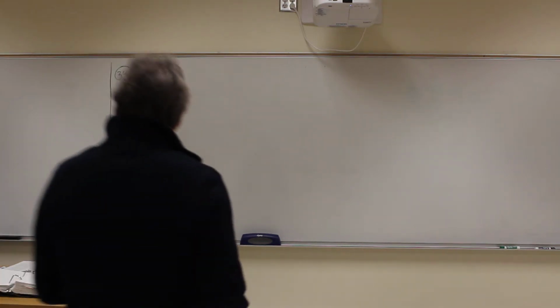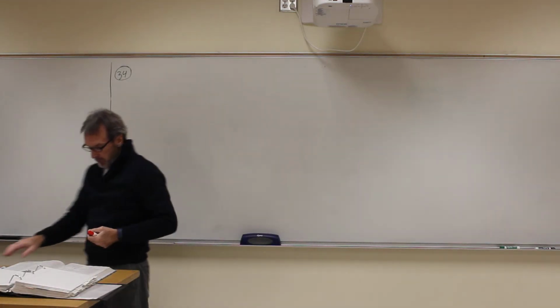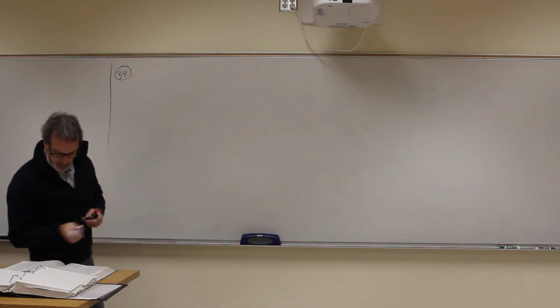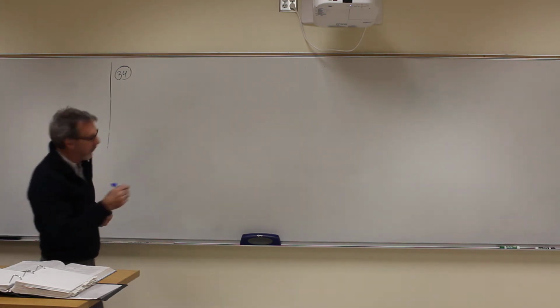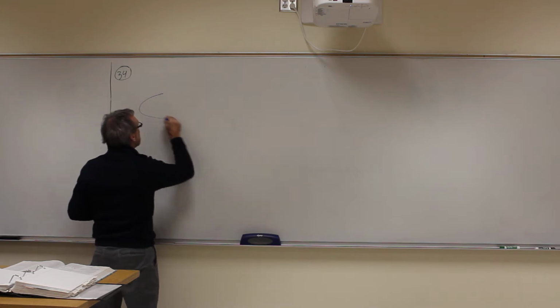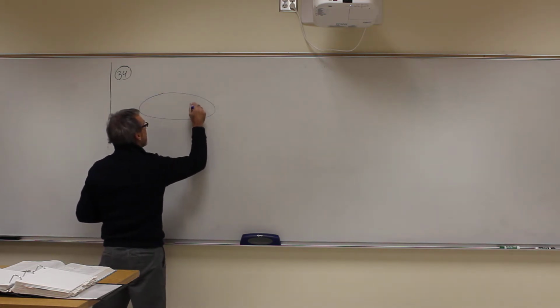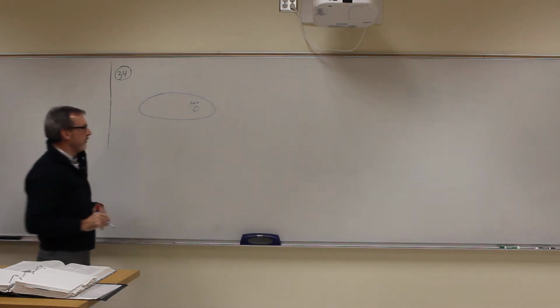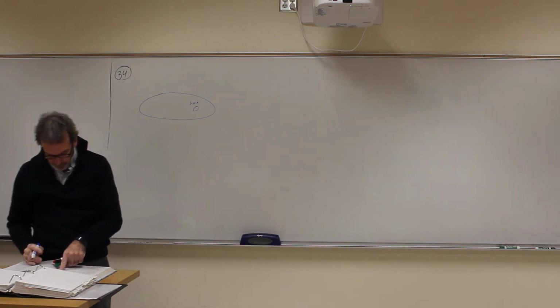All right, I'm going to do problem number 34, chapter 13. 34 says, Pluto moves in a fairly elliptical orbit around the sun. So this is Pluto's orbit. Here's the sun. That's highly exaggerated. It's not quite that elliptical, but you get the idea.